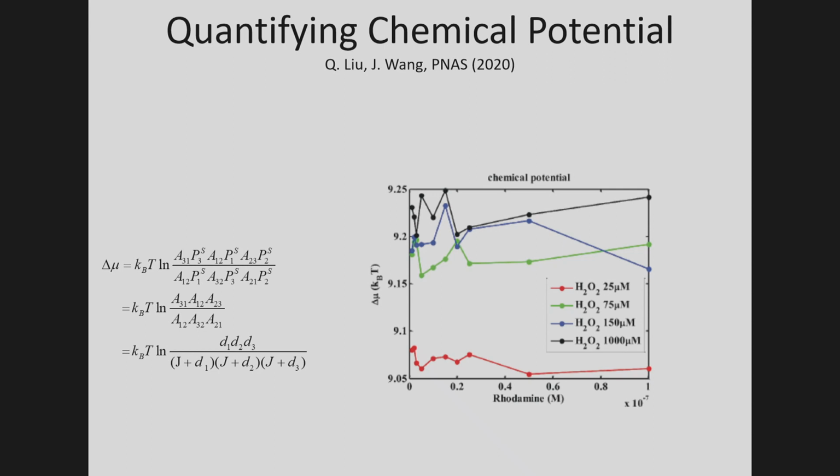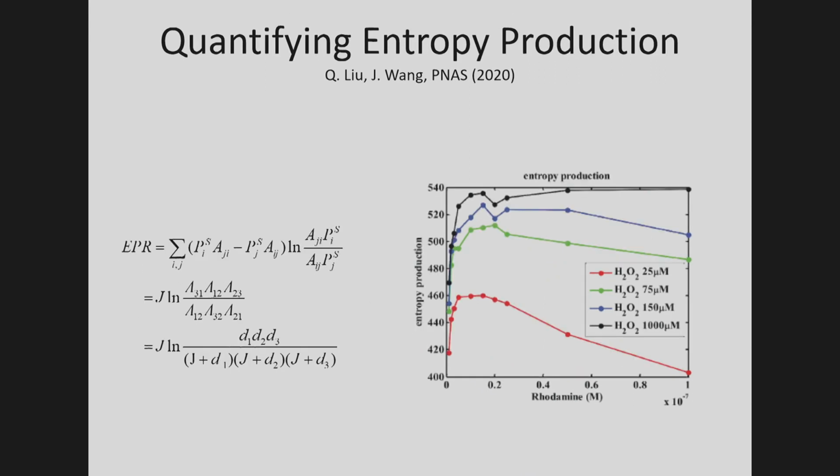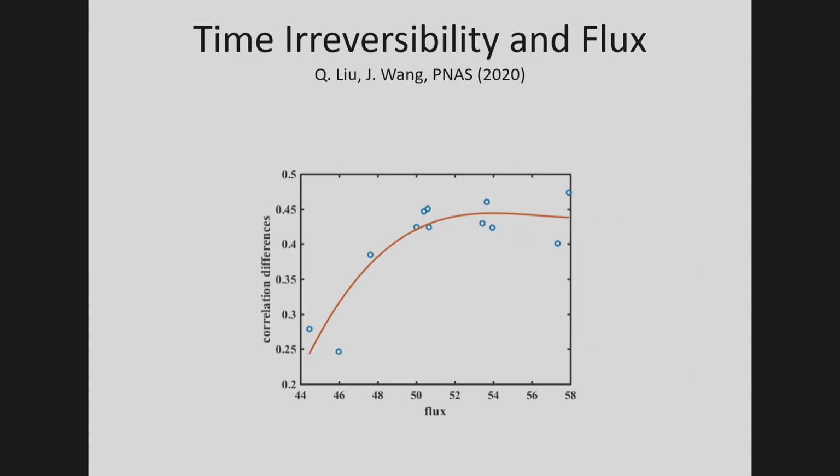And from this, we can also calculate the chemical potential, which is roughly a constant at a specific substrate concentration. We can also, from the experimental data, calculate the entropy production versus the substrate concentration. And we can show that this flux is related to the time reversal symmetry breaking.